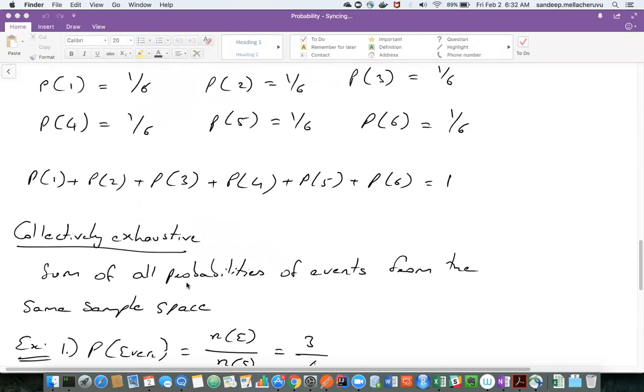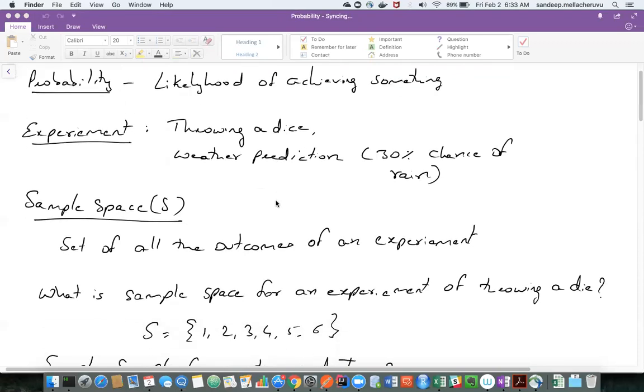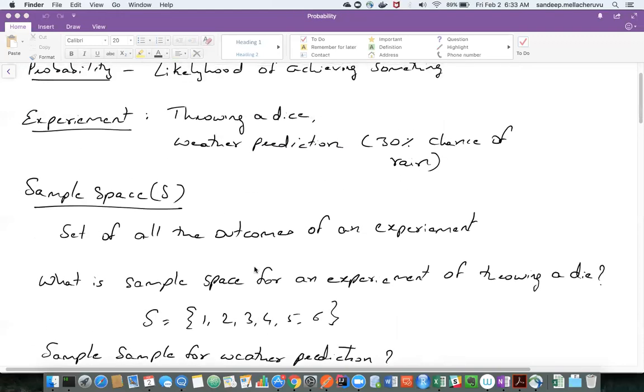Now, yesterday we started with probability, which is nothing but the likelihood of achieving something. Then we also discussed what is an experiment, how to identify the sample space, all those things. So here, in my earlier days of probability lessons, initially I used to think, why is throwing a die very important? I mean, what purpose does it solve?